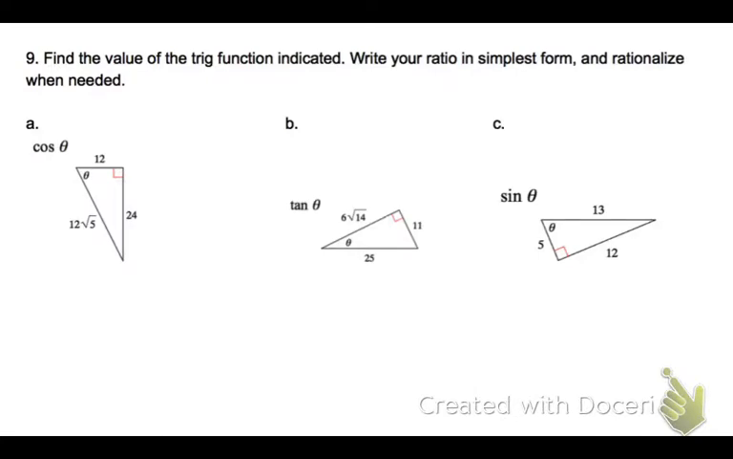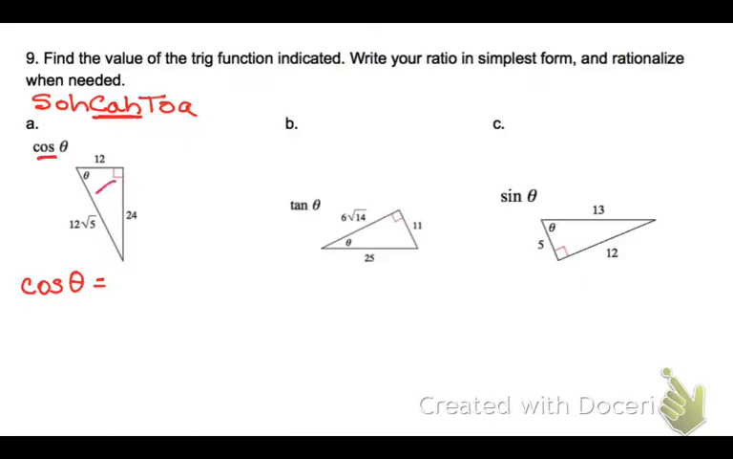Next on the menu. So find the value of the trig function indicated. Write your ratio in the simplest form and rationalize when needed. So I'm just going to do the first one here. So we know from SOHCAHTOA, okay, we're working with a cosine. Okay, so cosine theta is going to be equal to the adjacent over the hypotenuse.